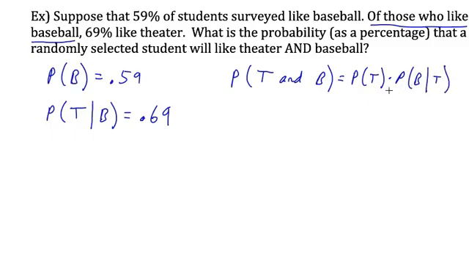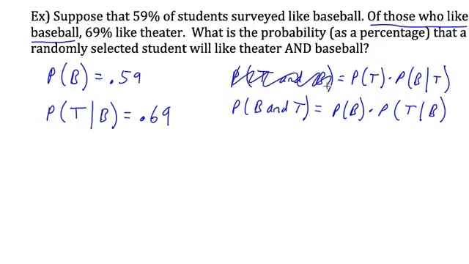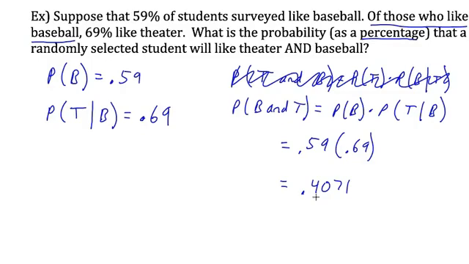Unfortunately, this is backwards again. This is not the information they gave us. So let's switch it around. All right, the probability of selecting a student who likes baseball is 0.59. And the probability of selecting a student who likes theater, given that they like baseball, is 0.69. Work that out and get 0.4071. They asked for a percentage. Let's go ahead and move that decimal place twice and write it as 40.71%.